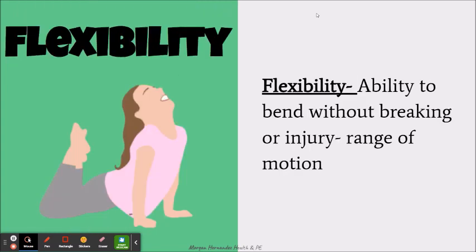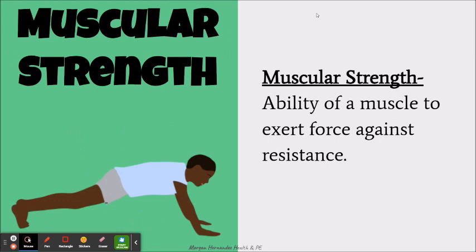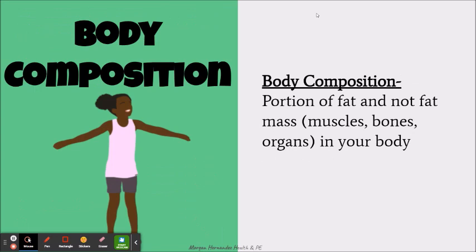Flexibility is the ability to bend without breaking or injury, in other words, a range of motion. Any exercise or activity that requires you to stretch means that you are improving your flexibility. Muscular strength is the ability of a muscle to exert force against resistance. In other words, whenever you're carrying something really heavy for a short period of time, you are improving your muscular strength. And then body composition is the portion of fat and non-fat mass, in other words, muscles, bones, or organs in your body.